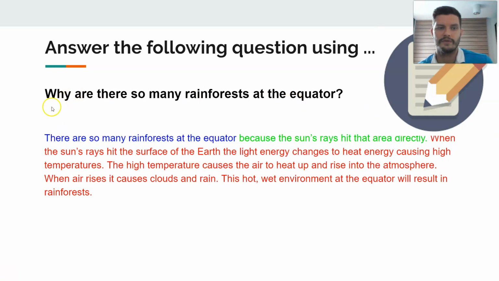Why are there so many rainforests at the equator? There are so many rainforests at the equator because the sun's rays hit that area directly. As you can see here in blue, I've restated the question in my answer, and I've answered the question, but now I'm going to add some details in red. When the sun's rays hit the surface of the earth, the light energy changes to heat energy, causing high temperatures. The high temperature causes the air to heat up and rise into the atmosphere. When air rises, it causes clouds and rain. This hot, wet environment at the equator will result in rainforests. So now I have answered this question fully with a lot of details using RAD writing.